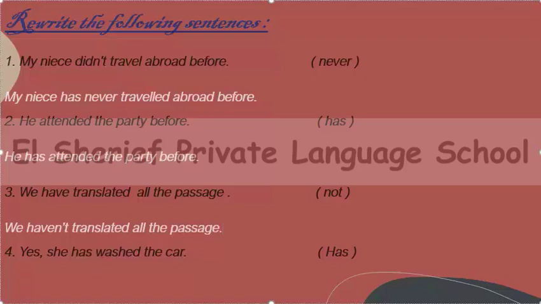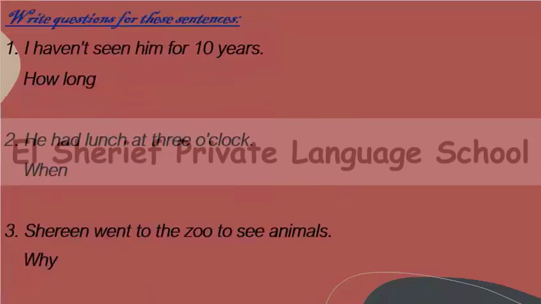The last one. Yes, she has washed the car. Use have. Make a question with. So I will start with has. She washed the car, and question mark. Okay, let's go for the next page. Write questions for the sentences.